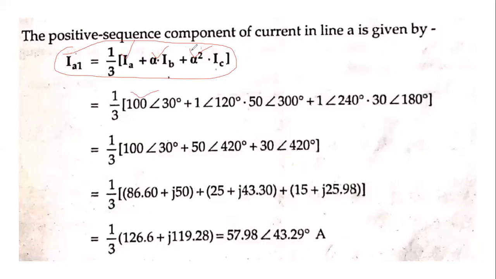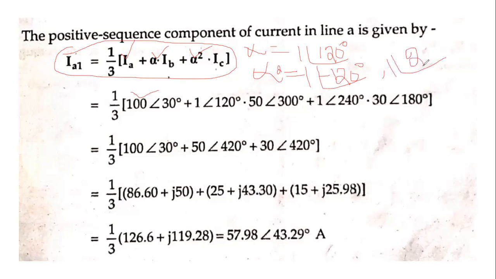What is the alpha value? Alpha is equal to 1 at an angle of 120 degrees. Next, what is the alpha square value? Alpha square is equal to 1 at an angle of minus 120 degrees, or 1 at an angle of 240 degrees.